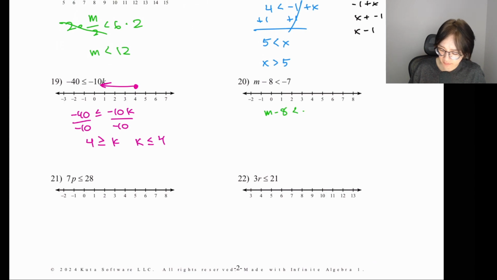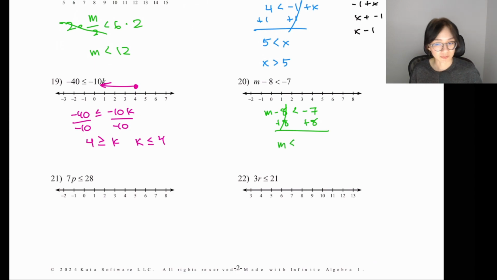m minus 8 is less than negative 7. Add 8 to both sides. m is less than negative 7 plus 8, which is 1. 1 is right here. Open circle because it's not equal to. Everything less than 1.